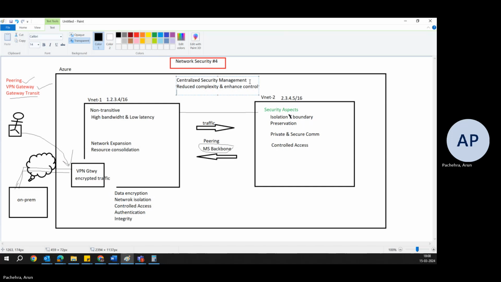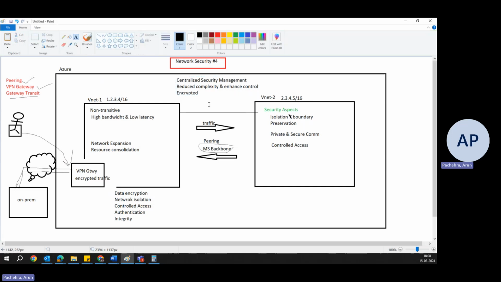Simplicity is the best. And finally, encrypted connectivity. While gateway transit itself focuses on routing traffic through a shared gateway, the underlying VPN or ExpressRoute connection ensures the data in transit is encrypted, maintaining the confidentiality and integrity of sensitive information as it moves between Azure and the on-premises network. And that's the whole point of cybersecurity, CIA: confidentiality, integrity, and availability when you need it.